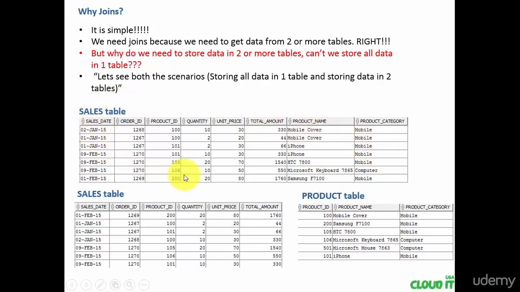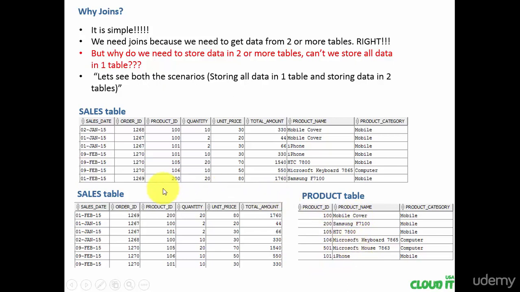If we split this entire table into two tables, let's create a sales table and a product table. In the sales table, let's put the columns sales date, order ID, product ID, quantity, unit price, total amount, and in the product table, product ID, product name and product category. You see, all the product names are unique by product ID. See, we are storing the information only once.